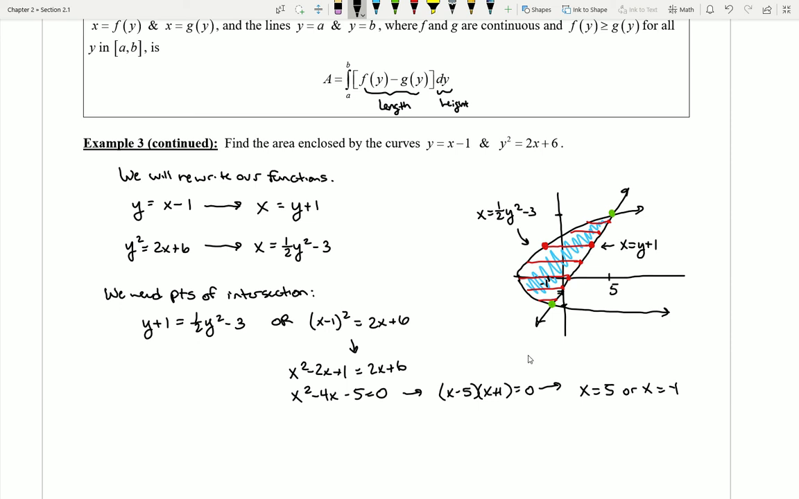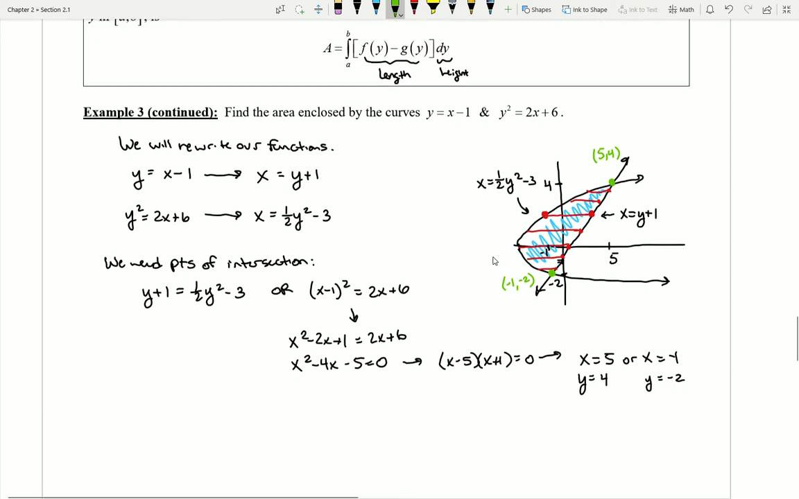Of course, what we really need are the y coordinates associated with those. But if I have the x, I can easily find the y. If x is equal to 5, then certainly y is equal to 4. I'm just using my linear function to determine that. And if x is equal to negative 1, then y is equal to negative 2. And so I can see here I have my bounds from negative 2 up to 4. That is, those green points of intersection have the coordinates of 5, 4 and negative 1, negative 2.